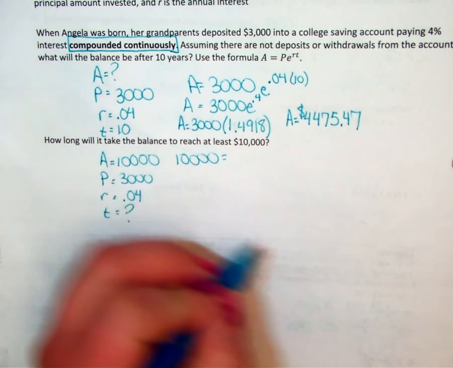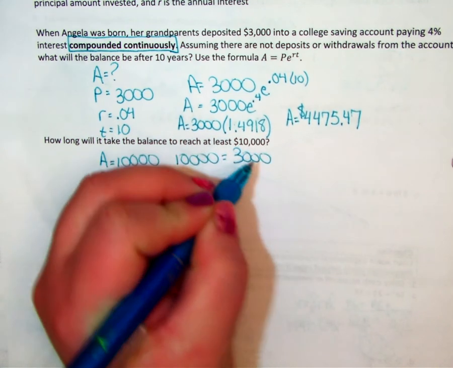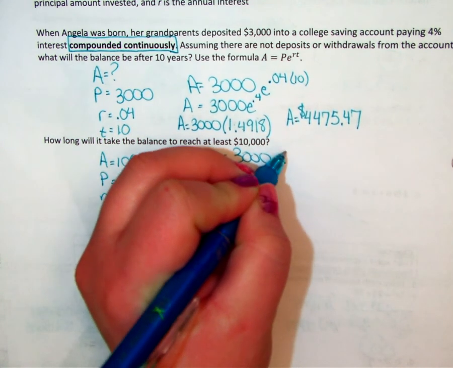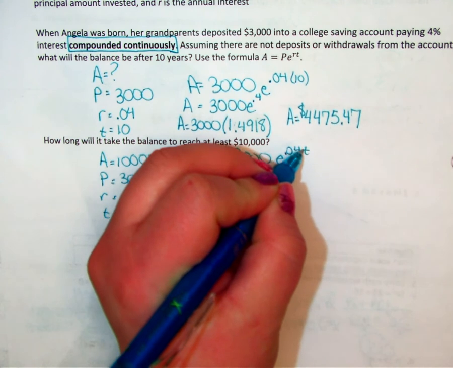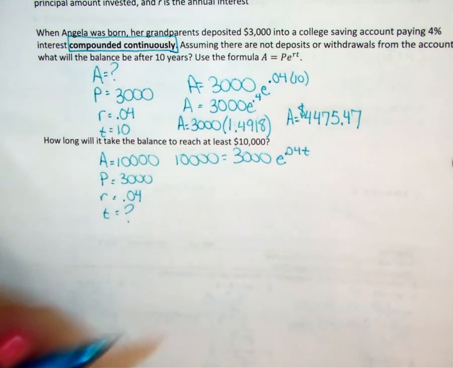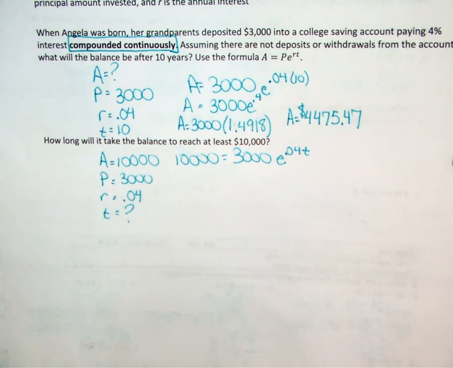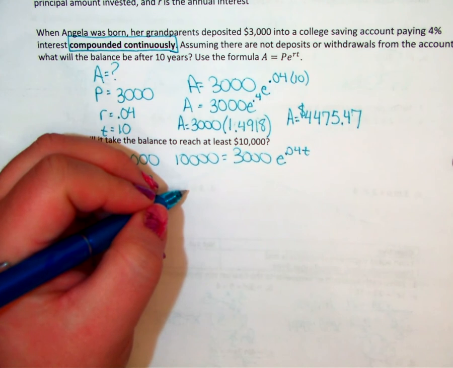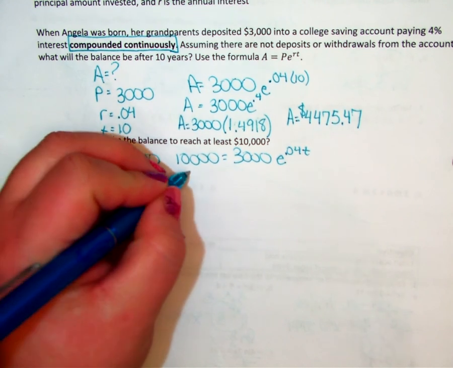10,000 equals 3,000 times e to the 0.04t. Now I can't just toss it all into my calculator. I actually have to do a little bit of solving. But these now look exactly like what we did at the beginning of the notes. We're going to divide by 3,000 on both sides. So I have 10,000 divided by 3,000. And it's still going to be a fraction. That's okay. I would choose to use the fraction instead of the 3.3 repeating. So we're going to have 10 thirds.